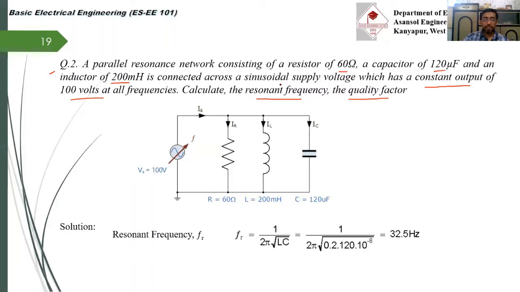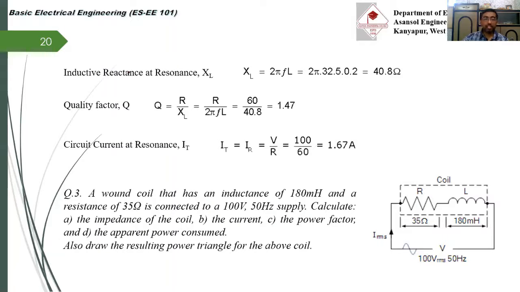So, same way, find out the resonant frequency. FR value is 1 by 2 pi root LC. Put the L and C value. L value is given 200 millihenry, that means 0.2 Henry. And C is 120 microfarad, that means 120 into 10 to the power minus 6. Right? So finally, FR value you will get as 32.5 Hertz.